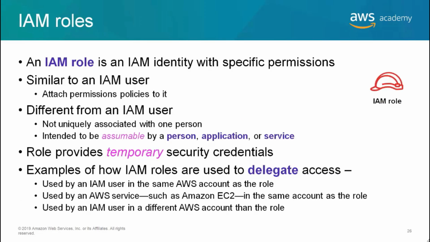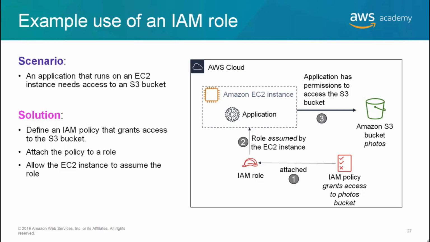And a role is always temporary. These are examples of how IAM roles are used to delegate access, used by an IAM user in the same AWS account as the role. Normally he is an IAM user, and you are giving some extra role, maybe for administration's sake, as well as used by an AWS service such as Amazon EC2 in the same account as a role. See, any role can be assigned subject to the requirement you're planning, or to give access to a specific user. So this is the scenario where you can assign the roles.